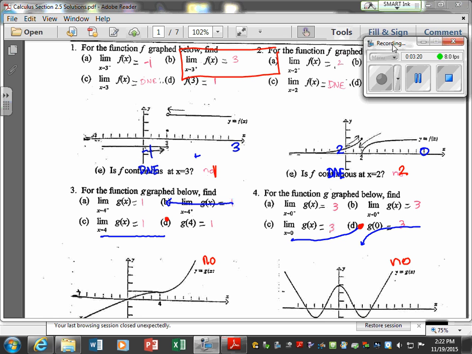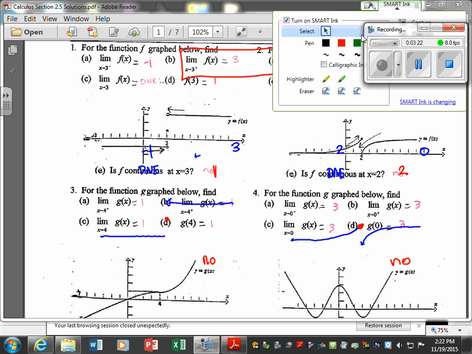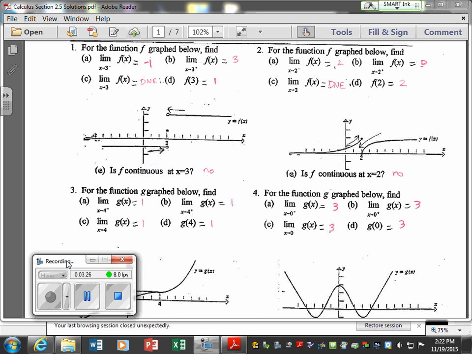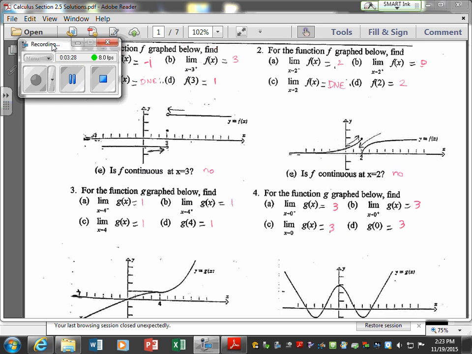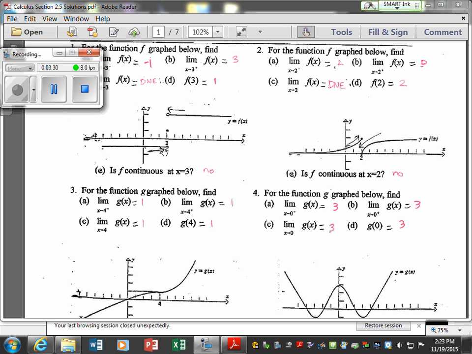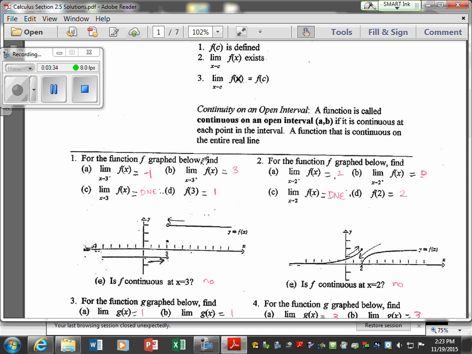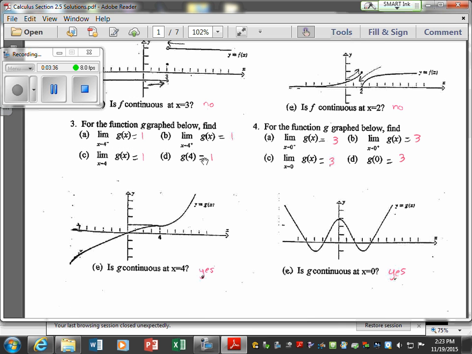Let me see if I can move this so I can clear the screen. Maybe I can move it over here. Alright. Let's look at number 3. Sorry about that.